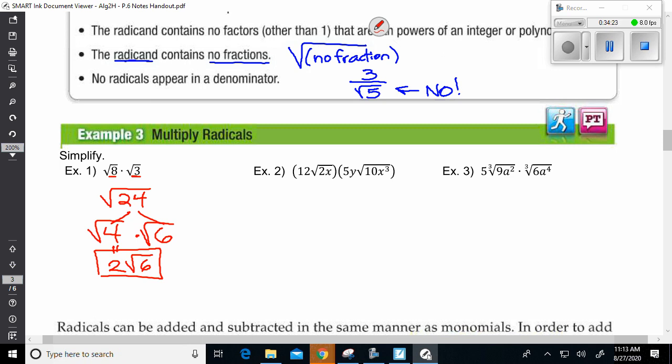Again, when you're using your perfect numbers, you want the biggest one that you can possibly get. That way, it makes simplifying easier. If you use something smaller, you're going to be repeating the problem a couple times.